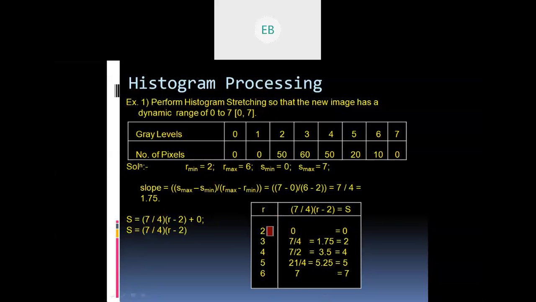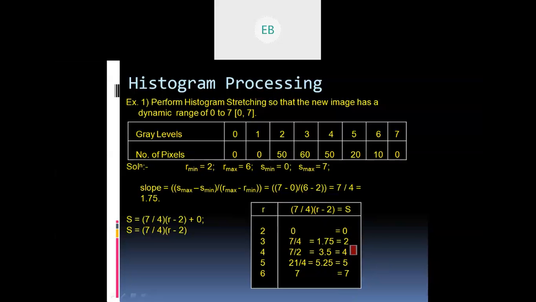When r equals 2, what is the value of S here? Simply put r equals 2 in this equation. When we put r equals 2, we get S equals 0. When r equals 3, we get 2. When r equals 4, we get 4. For r equals 5, we get 5. And for r equals 6, we get 7.